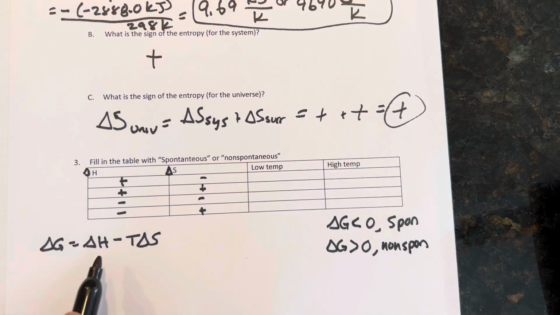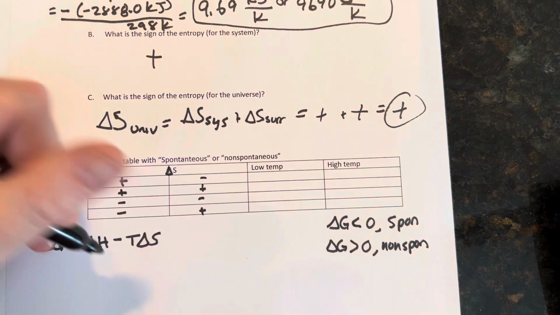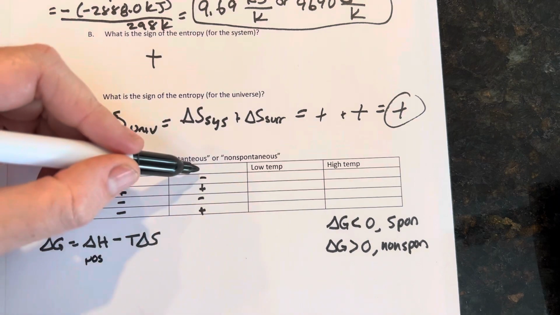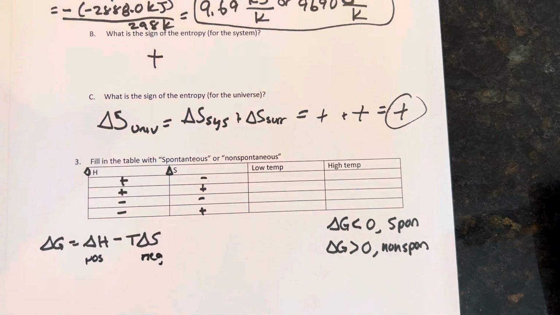All right, so essentially we're plugging in these values, if it's positive or negative, etc., and seeing what effect that would have on delta G. Okay, let's start with this one. So the very first one, we have enthalpy that is positive and an entropy that is negative.